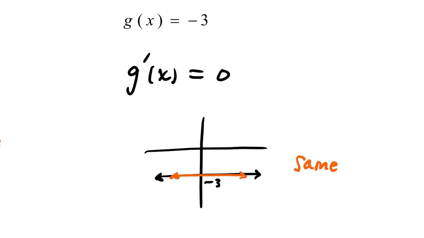Same thing is true for this example. We have g of x equals negative 3, our first derivative, because that's a constant, it's a horizontal line that cuts through the y-axis at negative 3. Its first derivative is 0 because there's no rate of change up or down.